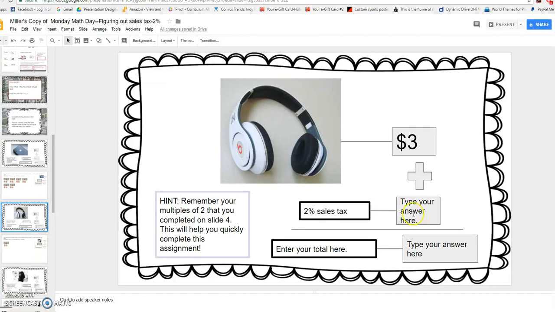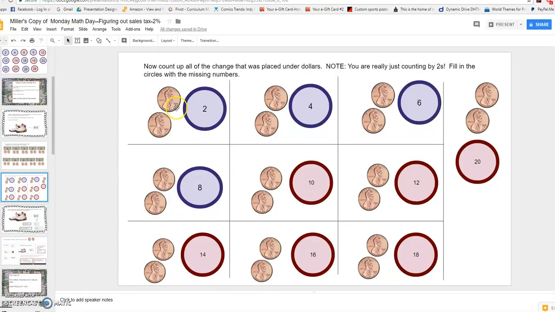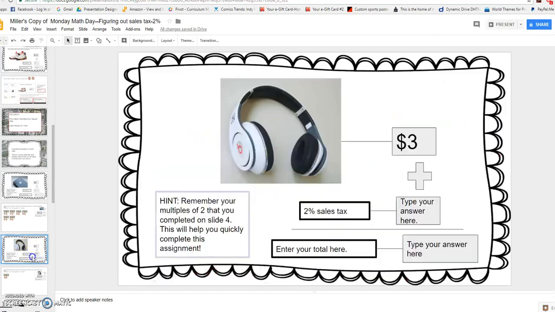If you're not sure how much to add for sales tax, I see that these cost $3. So if I go back up to my chart here, if I do it 3 times, 1, 2, 3, I know I'm going to add 6 cents to the price of these headphones, these Beats. Another way of looking at it is 3 times 2 is 6. So I know that I'm going to add 0.06, which is 6 cents, and the total price is going to be $3.06.